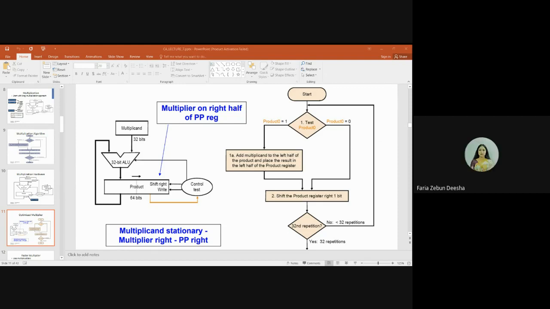Sir, after the addition, are we doing a right shift? Yes, every time after the addition, if there is actually any addition, after the addition we have to shift the product register right 1 bit every time.